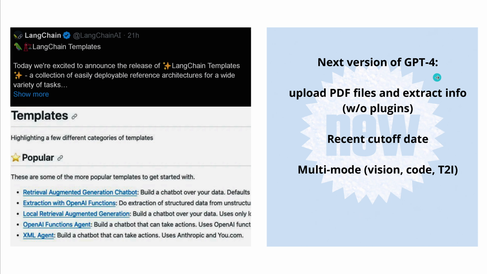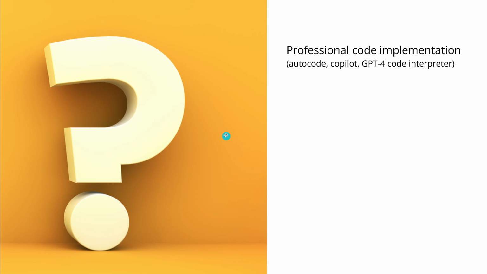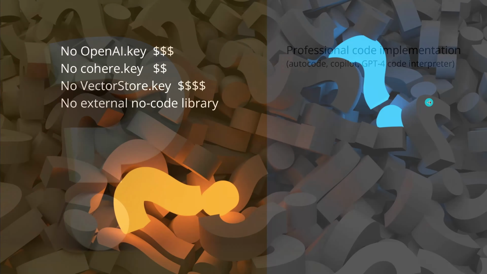You know, there's a new version of GPT-4 coming up. You can upload your complete PDF files here and extract the information without any plugins. We get a new cutoff date. We got a new multi-mode. So, taking into consideration all of this information, I asked you a question. And you answered and said, hey, you're interested in some professional code implementation. How does it work with autocode? How does it work with Copilot or with GPT-4 Code Interpreter?